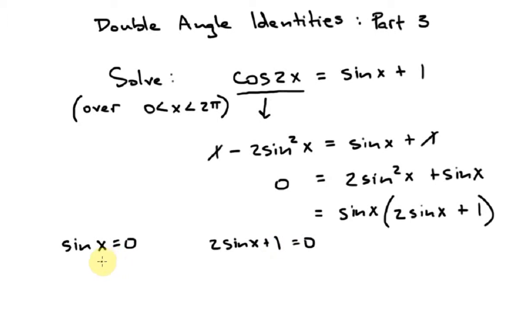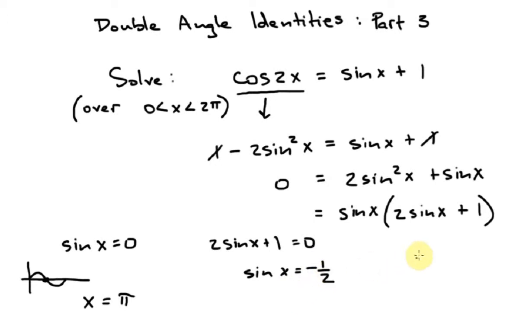Now this one is pretty easy if you use the graph, right? If you picture your sine graph, zipping along here. Now remember, I'm not allowed to include 0 or 2 pi, because there are no little equals lines here. So there's only the one point where sine equals 0, and that's at pi. So there's one of my answers: x is pi. Now this one over here, let's bring the 1 over and divide by 2. So sine x equals negative 1/2.